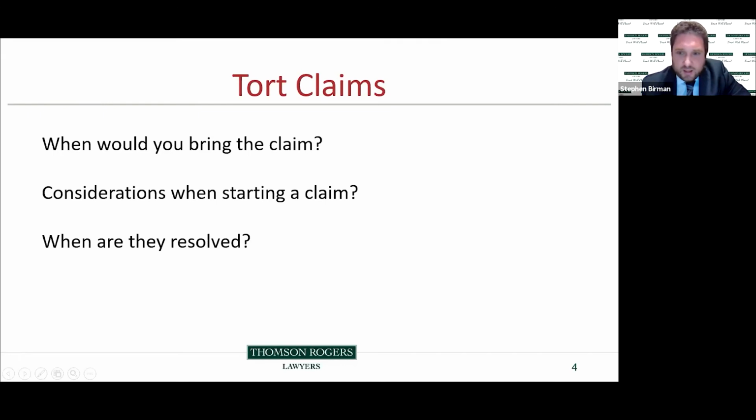With minors, the limitation period doesn't start until they're 18 typically, but assuming we're dealing with a 2-year limitation period, the question becomes, what a lot of our clients have, and some of you may have as you're watching and the claims develop from the sidelines, is when do you actually commence these claims? Just because you have 2 years doesn't mean you have to wait 2 years, and that really becomes a strategic decision that we usually make as lawyers. There are different considerations that go into when you actually start the claim.